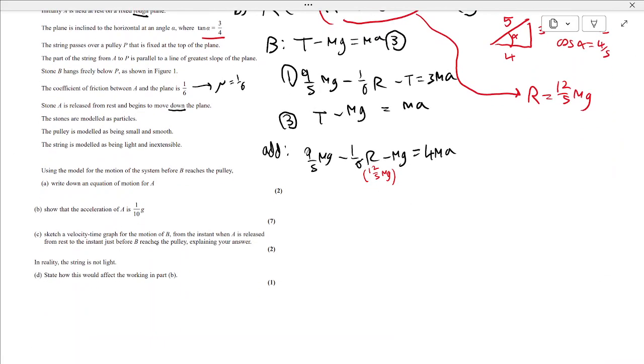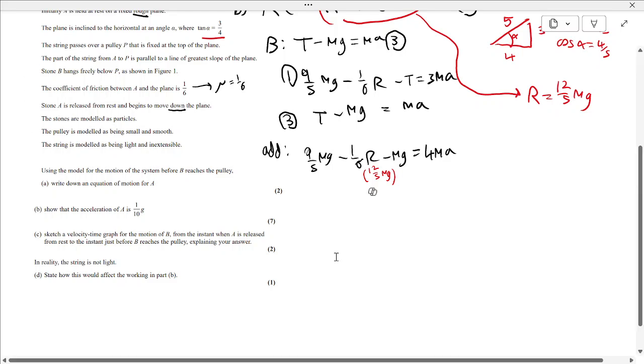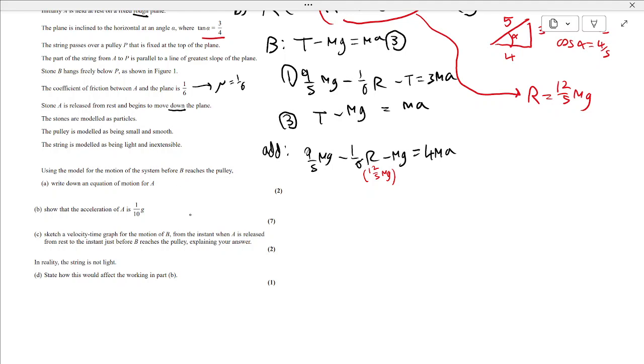I have 9/5 minus 1/6 times 12/5 minus 1, all times mg. So if you have calculators, you type in your calculator 9/5 minus 1/6 times 12/5 minus 1. That's the left hand side. Right hand side is still 4ma. And what this is going to get you is 2/5 mg. So we get 2/5 mg equals 4ma. My m's will cancel off. You could have done that earlier, maybe, depending on when you're substituting for that R.